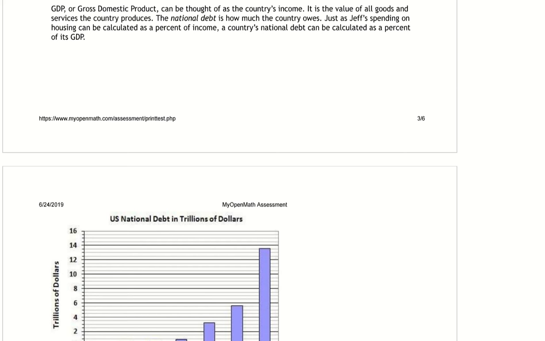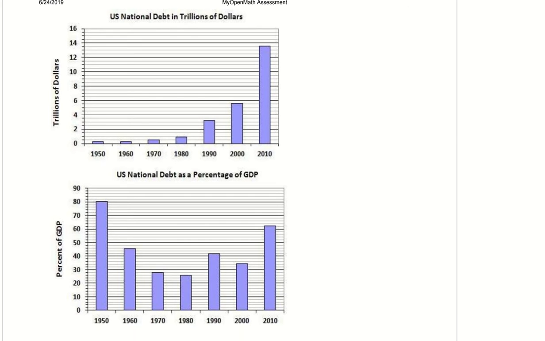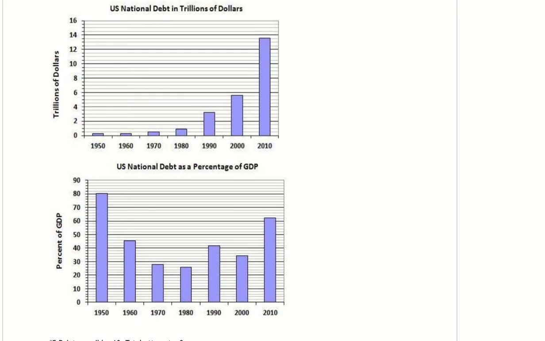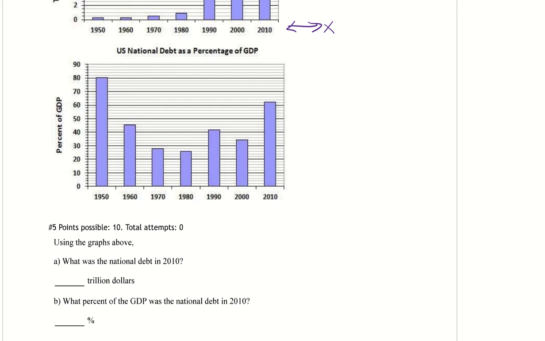So let's move to GDP, gross domestic product. Now, the national debt is how much a country owes. Just like we graphed income, we can graph debt. So here we're looking at 2 different graphs. One is in trillions of dollars and one is a percentage of the GDP. So you can see the y-axes are different, but the x-axes are the same. Remember, horizontal is our x and then the vertical is our y. So you want to be able to tell the difference between the two.